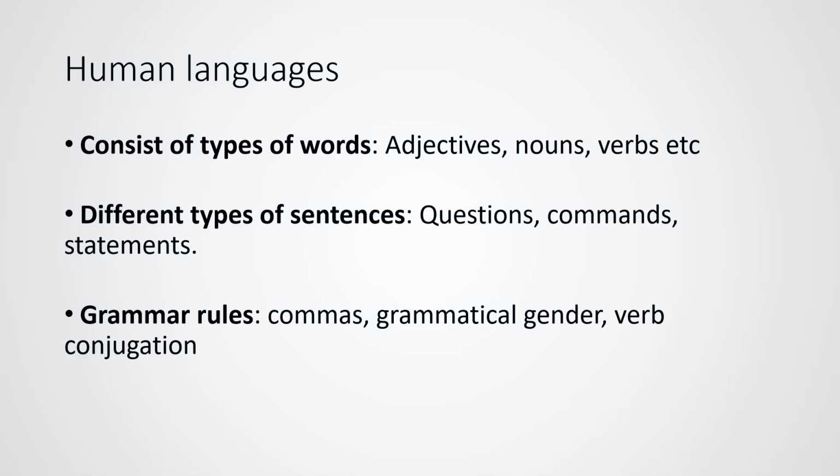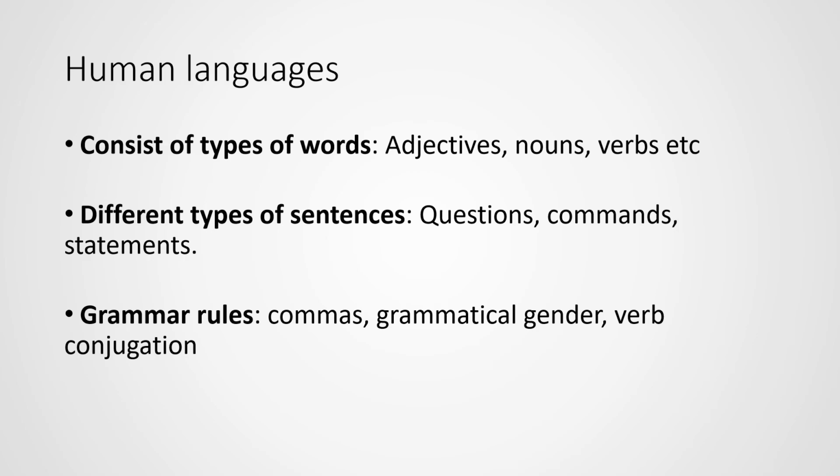So let's look at a summary of both and compare them. Regular human languages consist of types of words. For example, we have verbs, adjectives, nouns, and we combine these to make sentences. We also have questions, commands, things like this. We also have rules. The rules could be things like grammatical gender, word order, verb conjugation, lots of things.